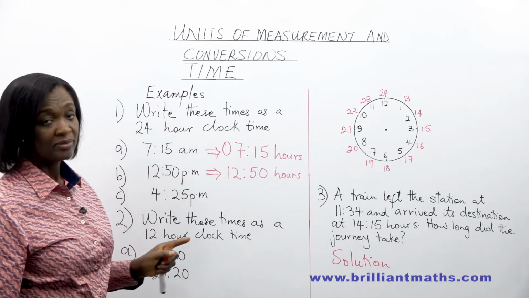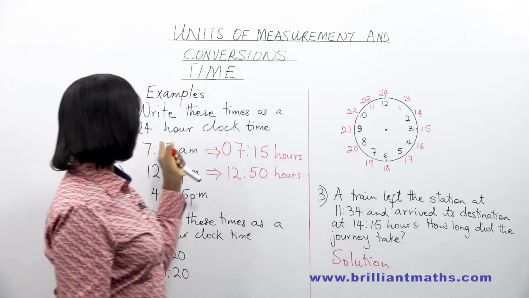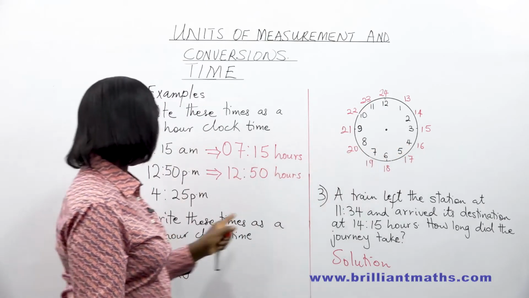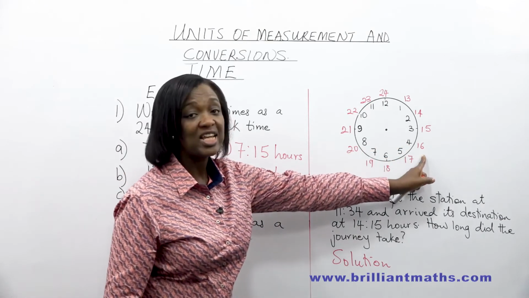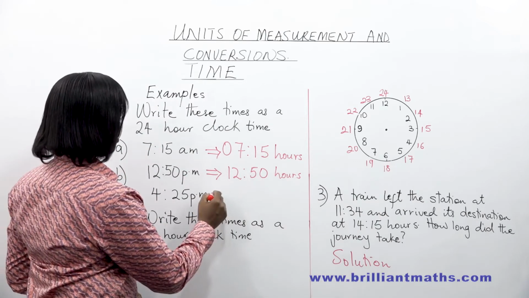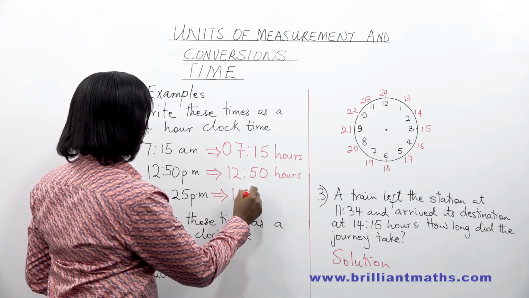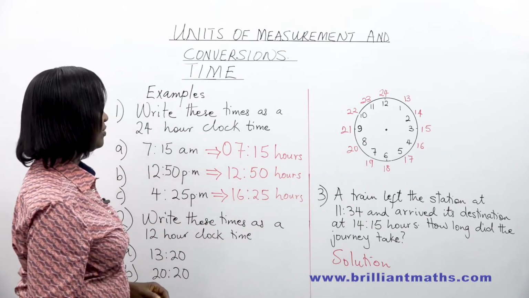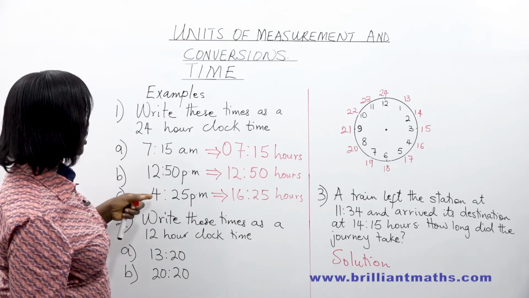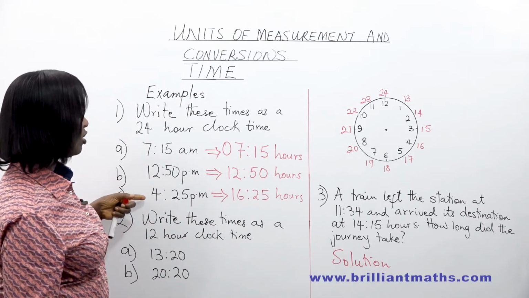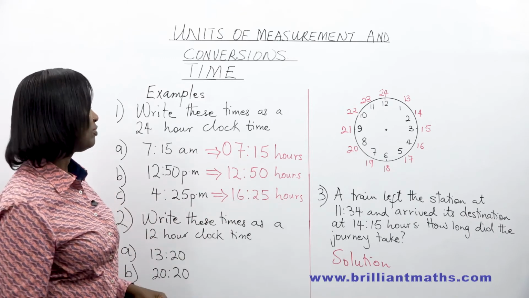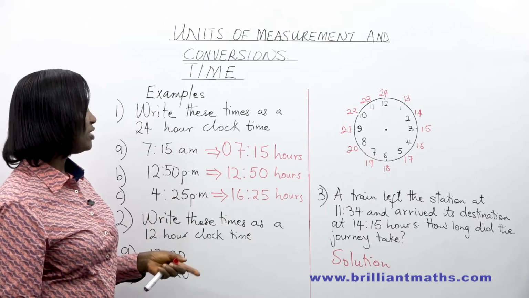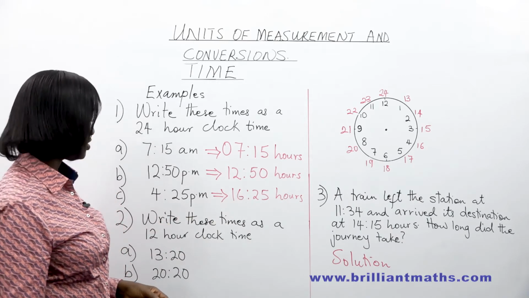4:25 p.m. We're writing that as a 24-hour clock time. 4:25, so that will be 16:25. 16:25 hours. So these times are in 12-hour clock time, and then we've written them in a 24-hour clock time. 4:25 p.m. is the same as 16:25 hours.